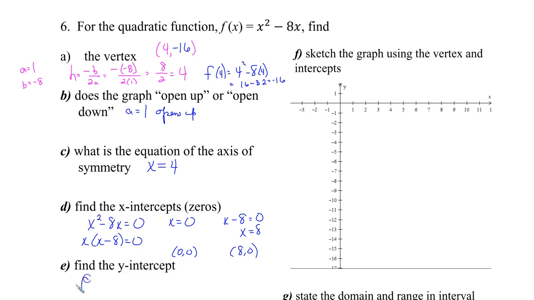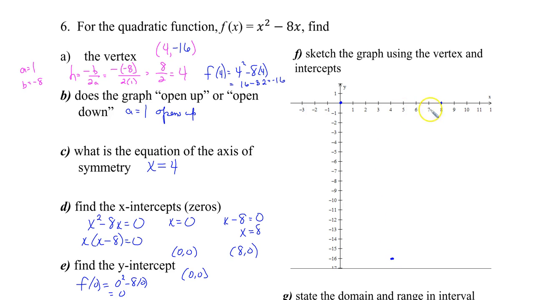So if you don't remember that, or you're like, I don't know why, then that's okay. We can still plug 0 in for x. And look what happens. We get 0. So our y-intercept is at 0, 0. Yeah, some of you already knew that. It's okay. So we're going to plot those points 0, 0, 8, 0, and way down here at 4, -16.